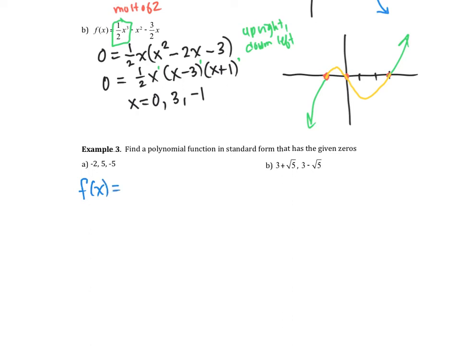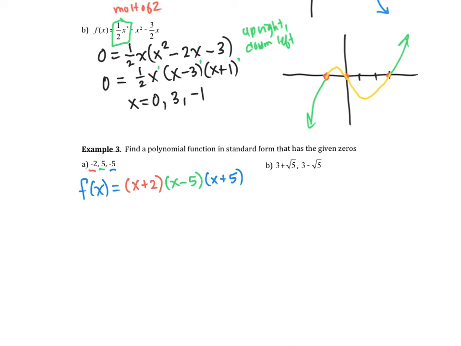If the first zero is -2, then it must be true that x plus 2 is a factor. The next zero is 5. For 5 to be a zero, it is also true that x minus 5 must be a factor. And then for the last zero, -5 must mean that x plus 5 was a factor. This is not a unique polynomial function. I could have had 2x plus 4 to get x equals -2. I could have had many other ways, but to make my life easier, I'm going to go with the most basic one.